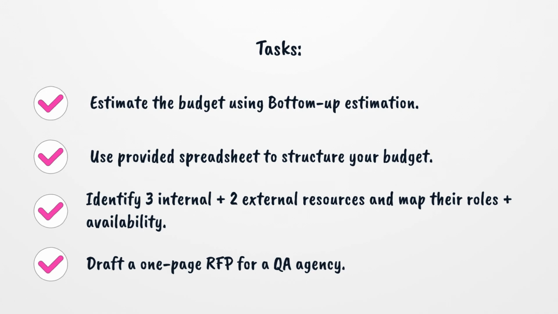Use the provided spreadsheet to structure your budget. Identify 3 internal plus 2 external resources and map their roles plus availability. Draft a 1-page RFP for a QA agency.